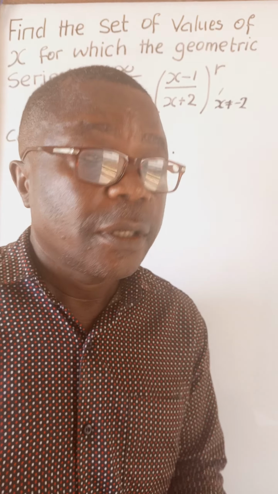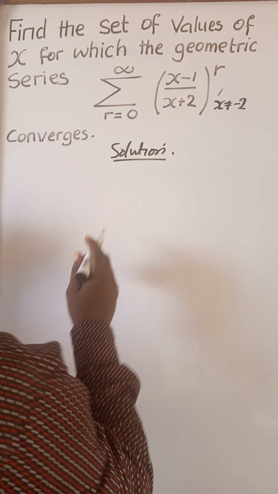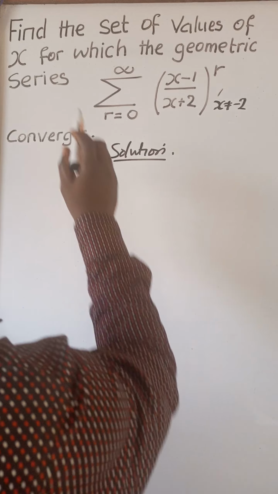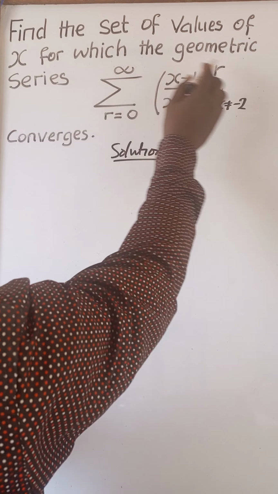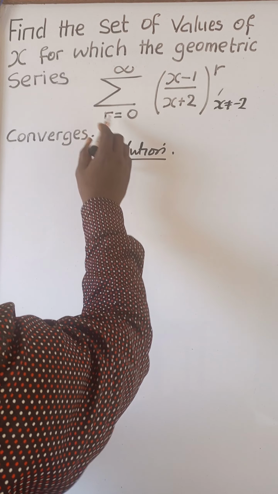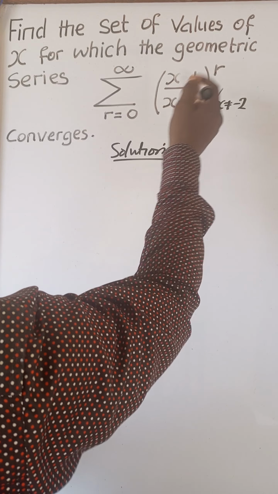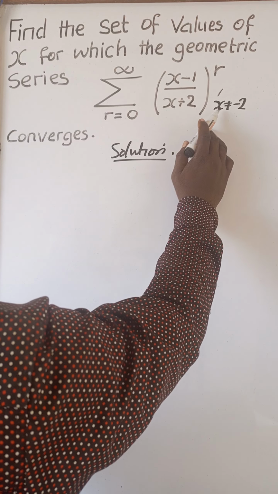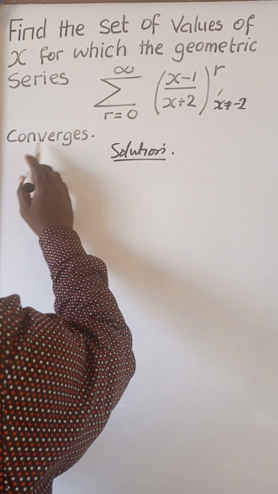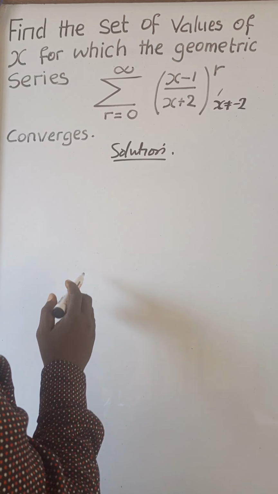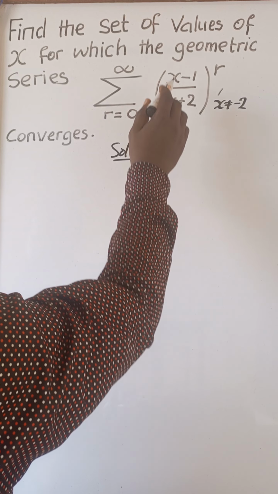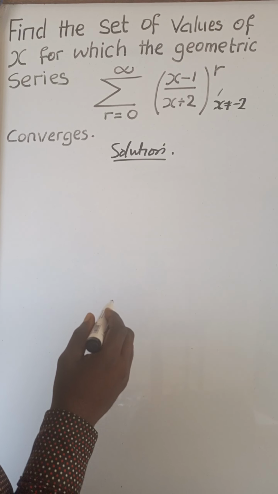Hi everyone, let's look at this question on geometric series. Find the set of values of x for which the geometric series, the sum from r = 0 to infinity of ((x − 1)/(x + 2))^r, where x must never be equal to −2, converges. Okay, so we want to get a set of values of x for which this series will converge.